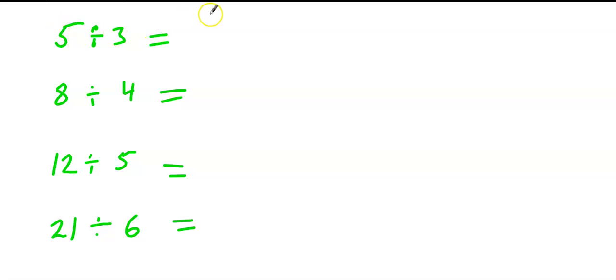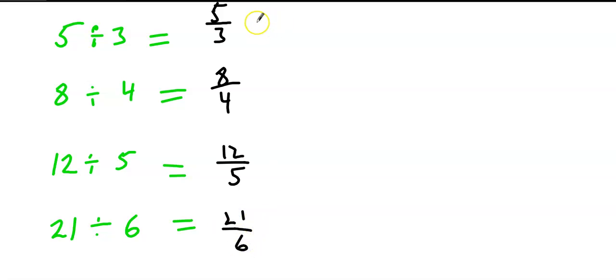So 5 divided by 3 is 5 over 3. 8 divided by 4 is 8 over 4. 12 divided by 5 is 12 over 5. 21 divided by 6 is 21 over 6. Each one of these would have to be then simplified. Now we can't leave improper fractions. An improper fraction is when your numerator is larger than your denominator.